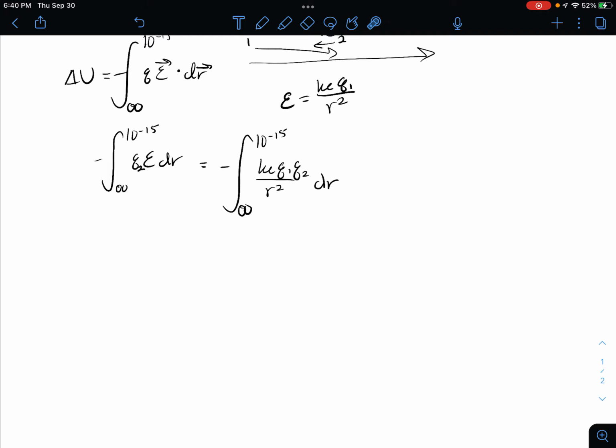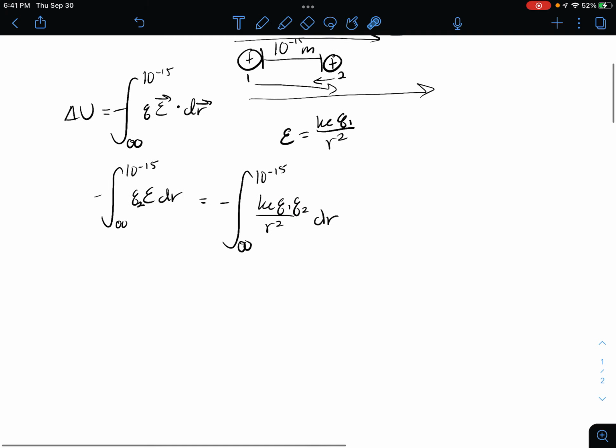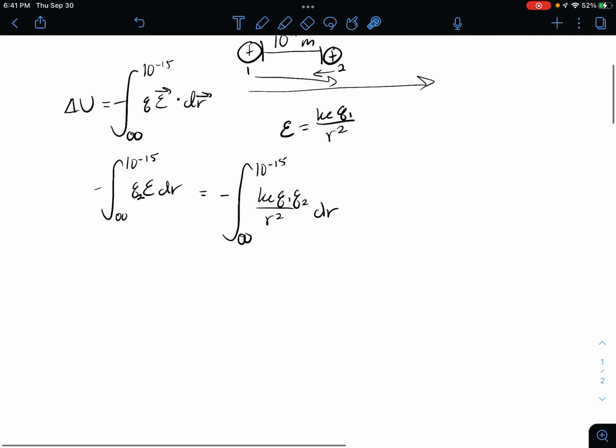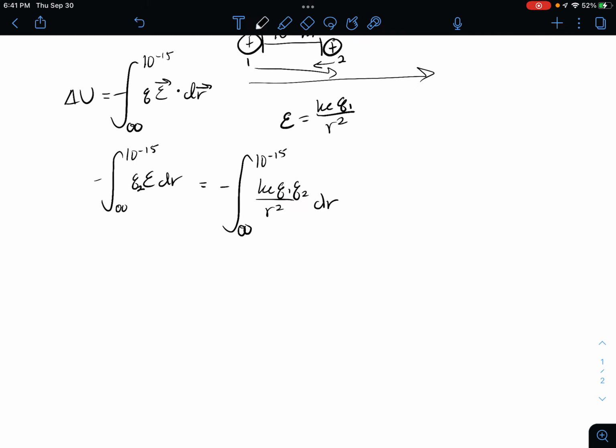It's great. So now just to make this integral simpler, I'm going to pull out these constants up here because obviously k is a constant and our charges aren't changing. So that's going to give us negative k_e Q1 Q2 times the integral from infinity to 10 to the negative 15th of r to the negative 2 dr.